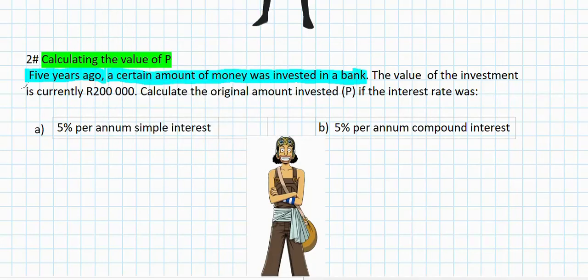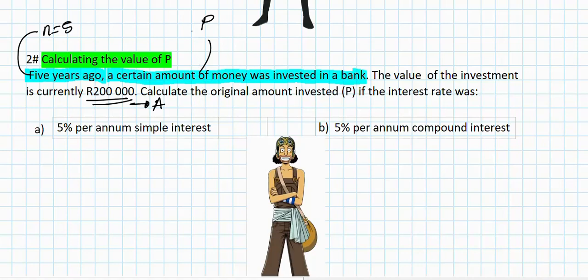So what we have is the period, right? So this is my N. I know that it's 5 years ago. I know that a certain amount of money was invested. This was the principal amount then, the money before it accumulated some interest, right? And it says the value of the investment is currently 2,000. So the value of the investment is now sitting at 2,000. This is my accumulated amount.